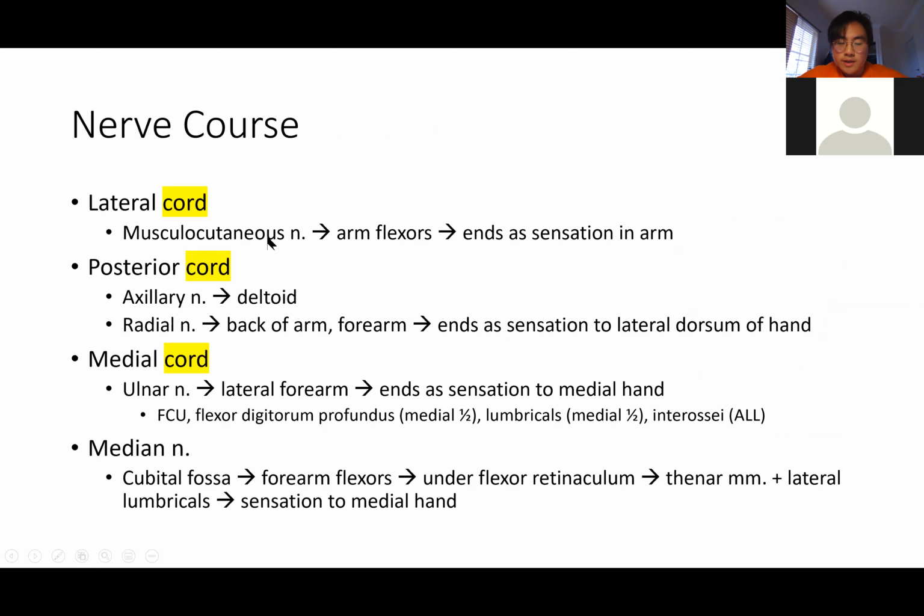Lateral cord, musculocutaneous nerve, right? Because it travels down obliquely through the arm. Ends its sensation in the lateral forearm. Posterior cord, right? So everything that goes to the posterior arm. We have radial nerve and the axillary nerve.